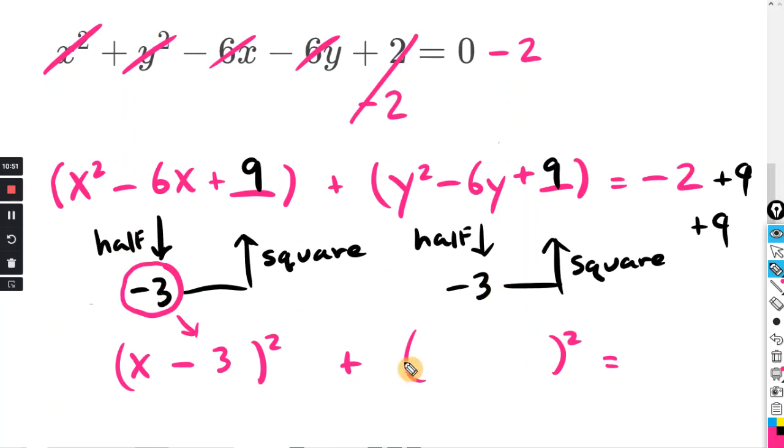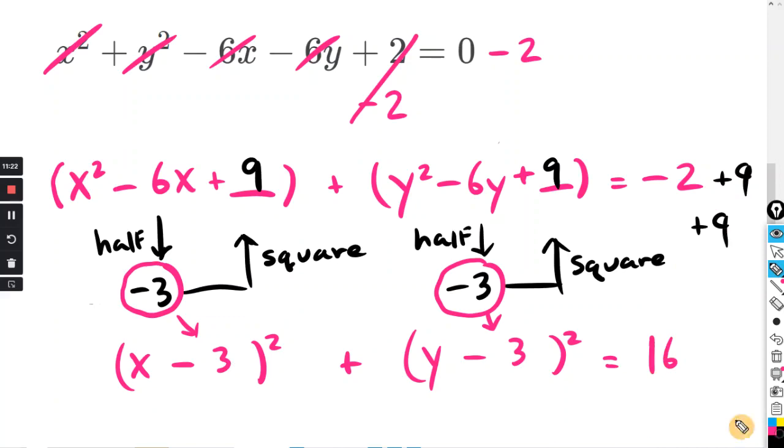And same thing here. This one starts with a y. And we're just bringing down the negative 3. Now, if you want to double check this, you can certainly unpack this and use FOIL or distribute, but you'll just get the same thing you had right here. And finally on the right-hand side, 9 plus 9 is 18, minus 2 is 16.